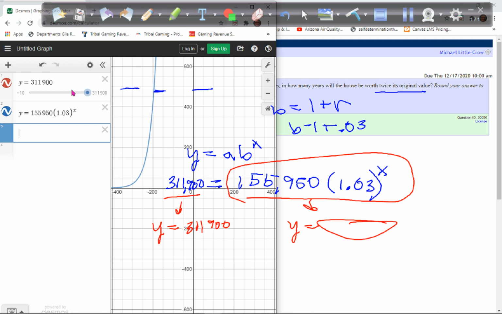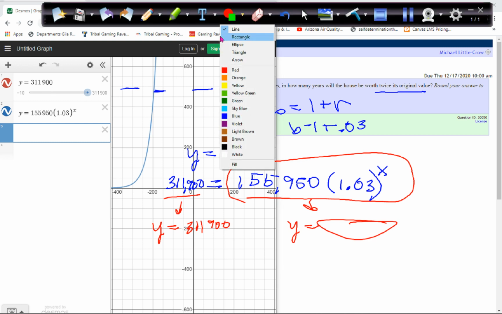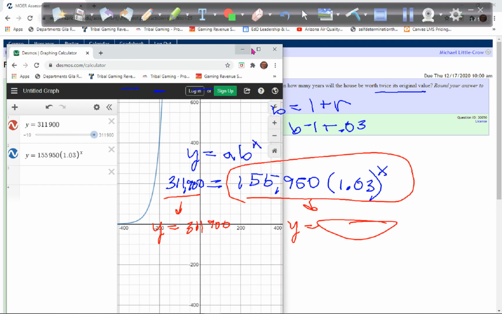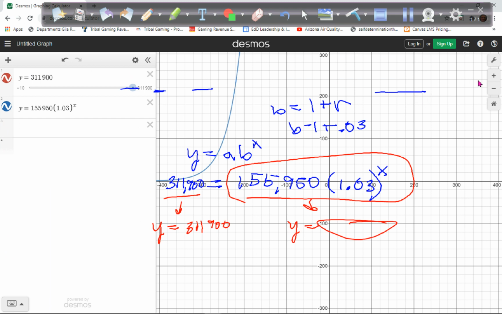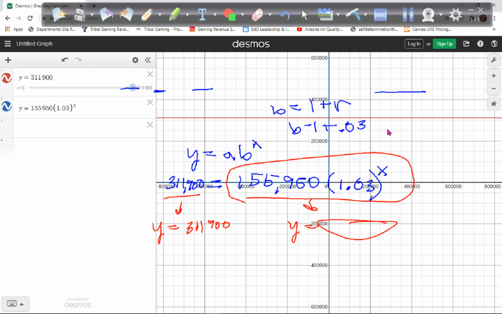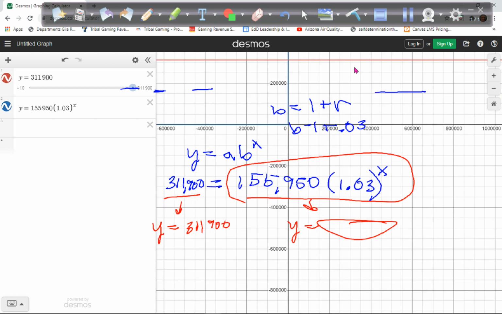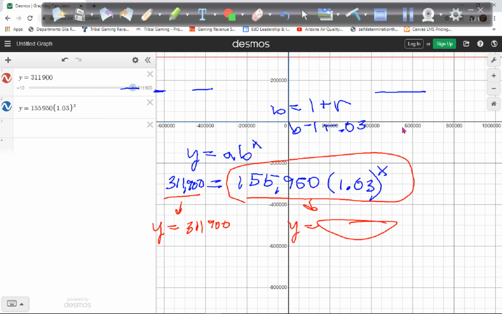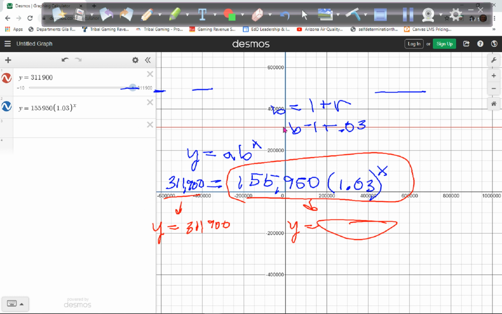Okay, and notice I don't see much, but notice my numbers are pretty big. Y is equal to 311,000. We're only at 600. So what I'm going to do, we have to zoom out, right? Quite a bit. There we go. We see that. And there it is. We see that.